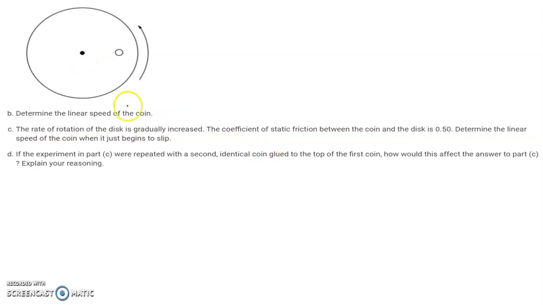So this coin is undergoing circular motion, and we know that in circular motion we have a centripetal force that causes centripetal acceleration. Now remember, centripetal means pointing towards the center. They didn't ask for the force, but if they were to ask for the centripetal force, it would be like this, but this is the centripetal acceleration also pointing towards the center.